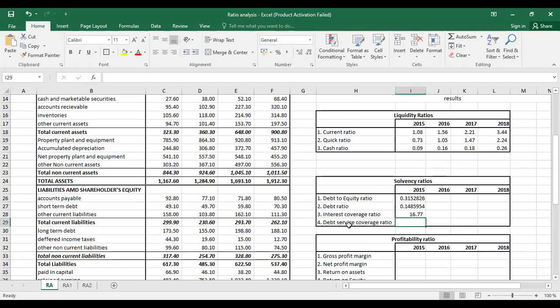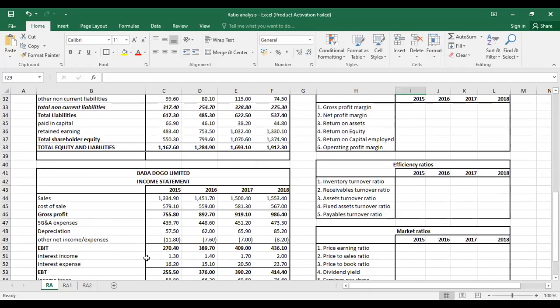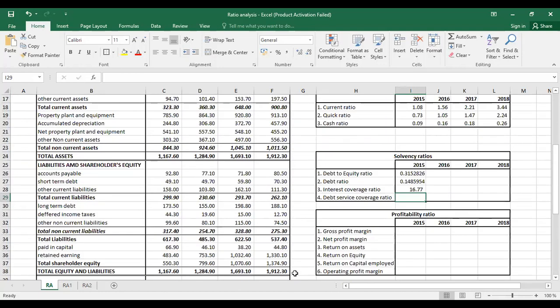So it means our earnings before interest and tax can pay our interest 16 times. It means you are good. It means you cannot default on paying the interest. Then you have the debt service ratio. So let me check. We have depreciation, and yes, the debt service ratio, I told you.